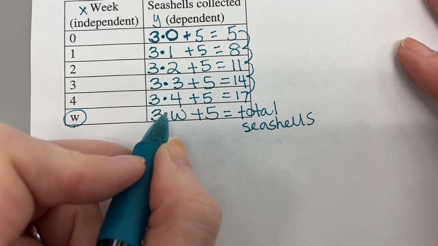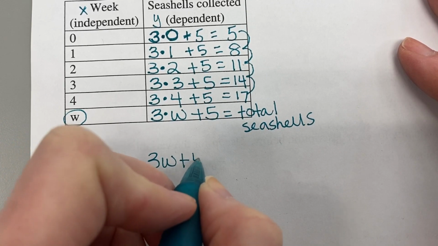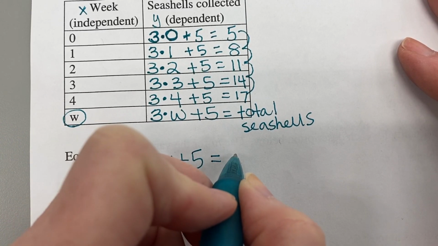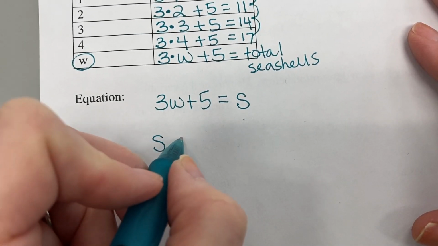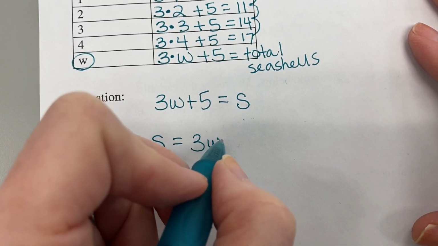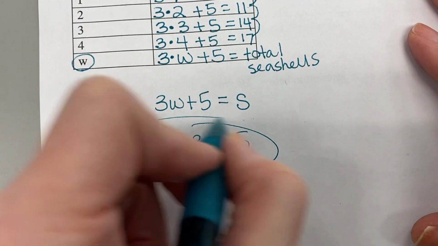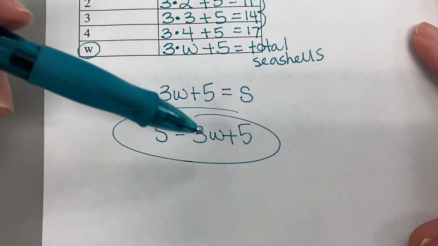3W, because we get lazy with this times sign, plus 5 equals, maybe we put S for seashells. Or seashells equals 3W plus 5. And that would be the equation. That way you could do it for a big number of weeks.